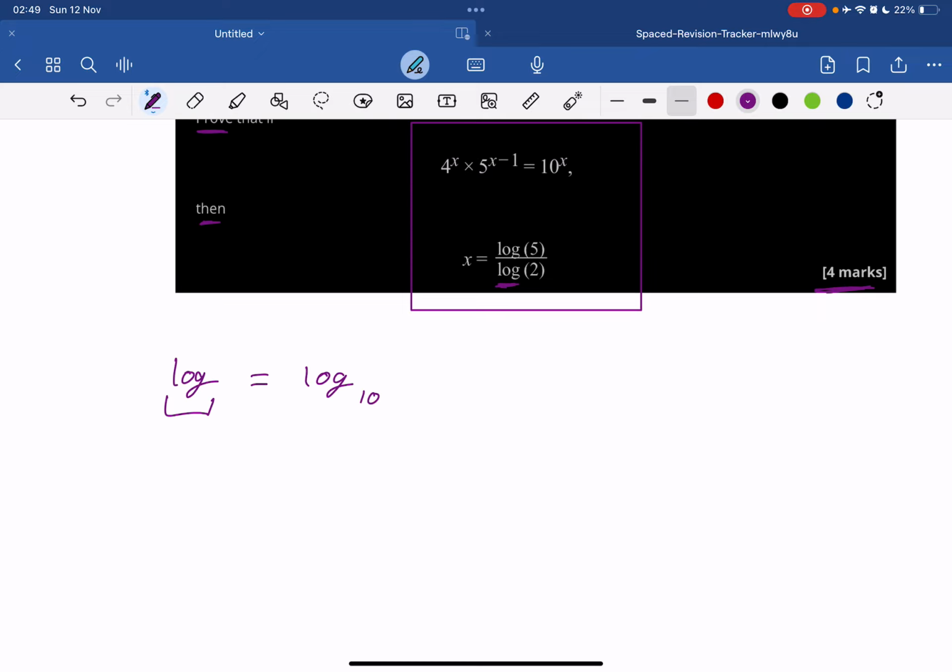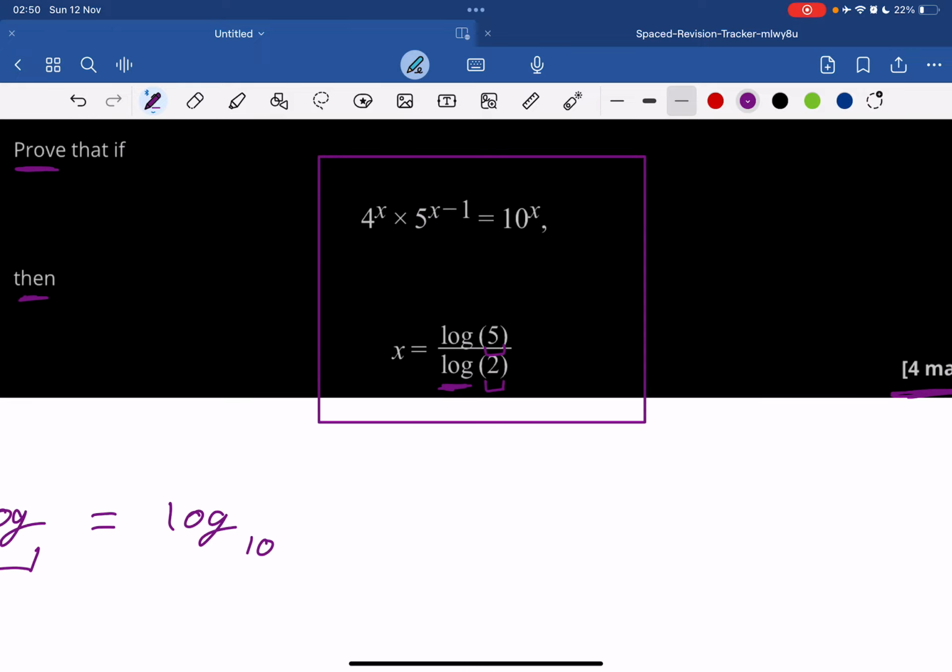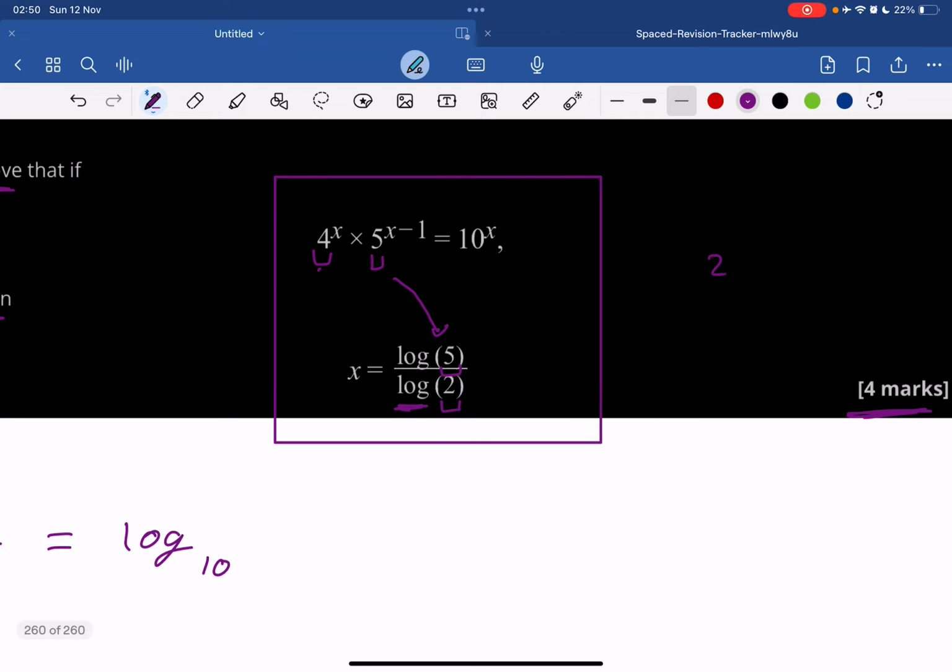Okay. Next thing I notice is these values inside the logarithms, 2 and 5. If we see in these equations, we have a 5, so that corresponds to that. We have a 4, but how does that relate to 2? Well, 4 is 2 squared. And same with this 10 over here. How does this 10 relate to 5 and 2? 10 is the same thing as 2 times 5.